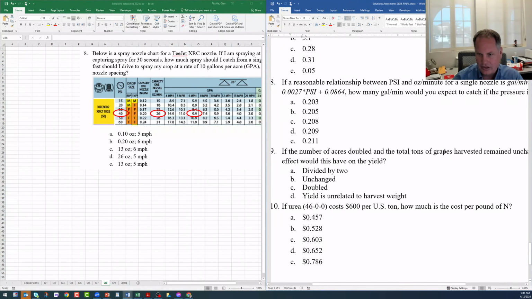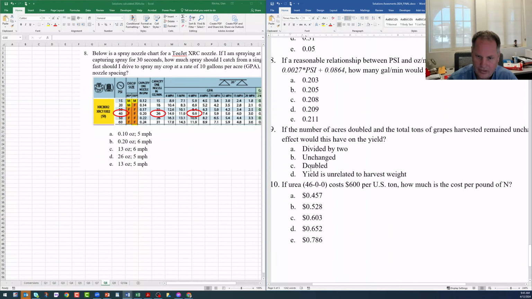Okay, if the number of acres doubled and the total tons of grapes harvested remained unchanged, what effect would this have on the yield? Well, if we're still producing the same amount of product on twice as many acres, we just lost half of our yield, so divided by 2.